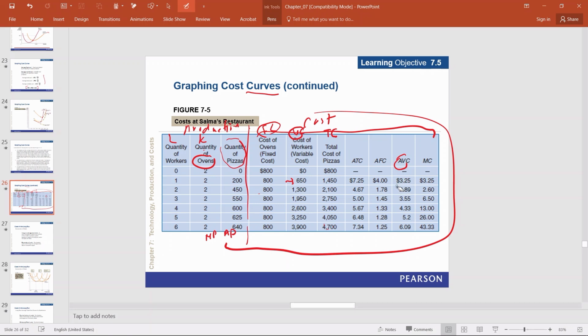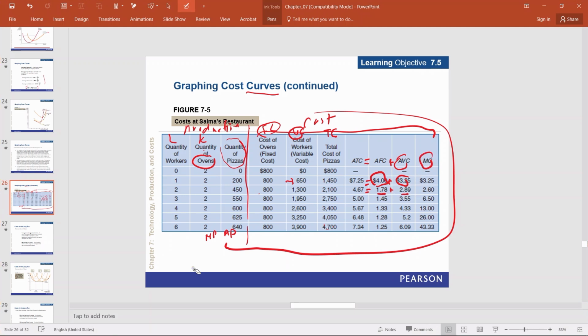And then you will get this number here. And note that as we said, average total cost is equal to average fixed cost plus average variable cost. So if you add this to this, you will get this. If you add this to this, you will get this.